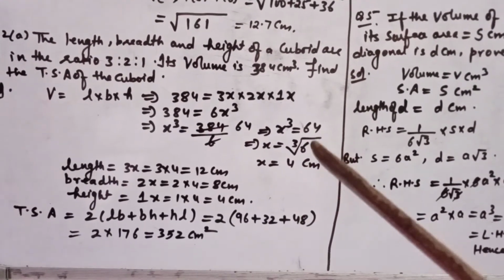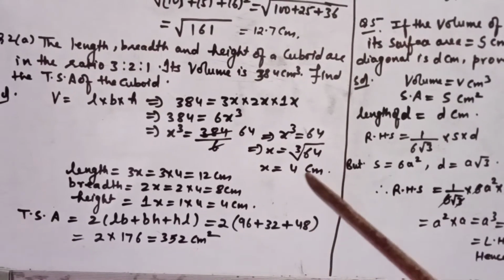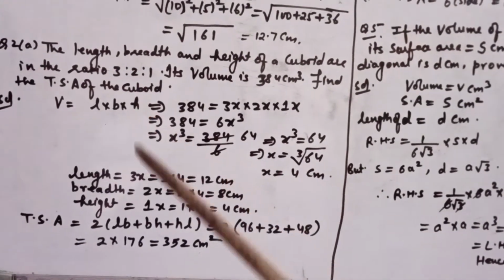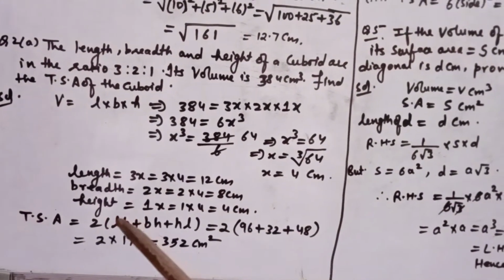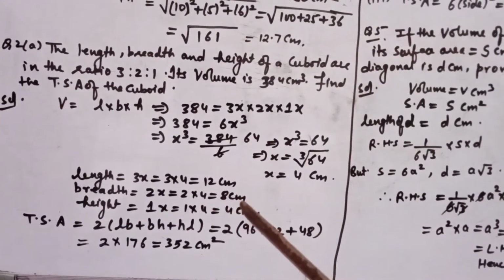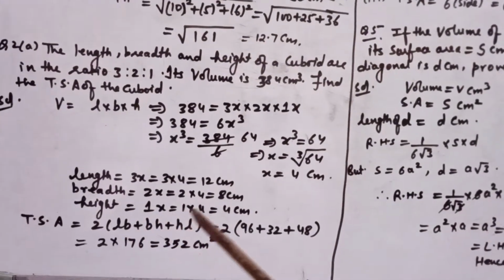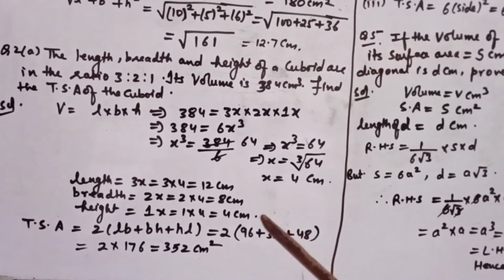When we multiply, cube root of 64 is 4. Now we substitute the value of this x in length, breadth and height. So length is equal to 3x is equal to 3 into 4, 12 centimeter. Breadth is equal to 2x is equal to 2 into 4, 8 centimeter. Height is equal to 1 into x is equal to 1 into 4, 4 centimeter.